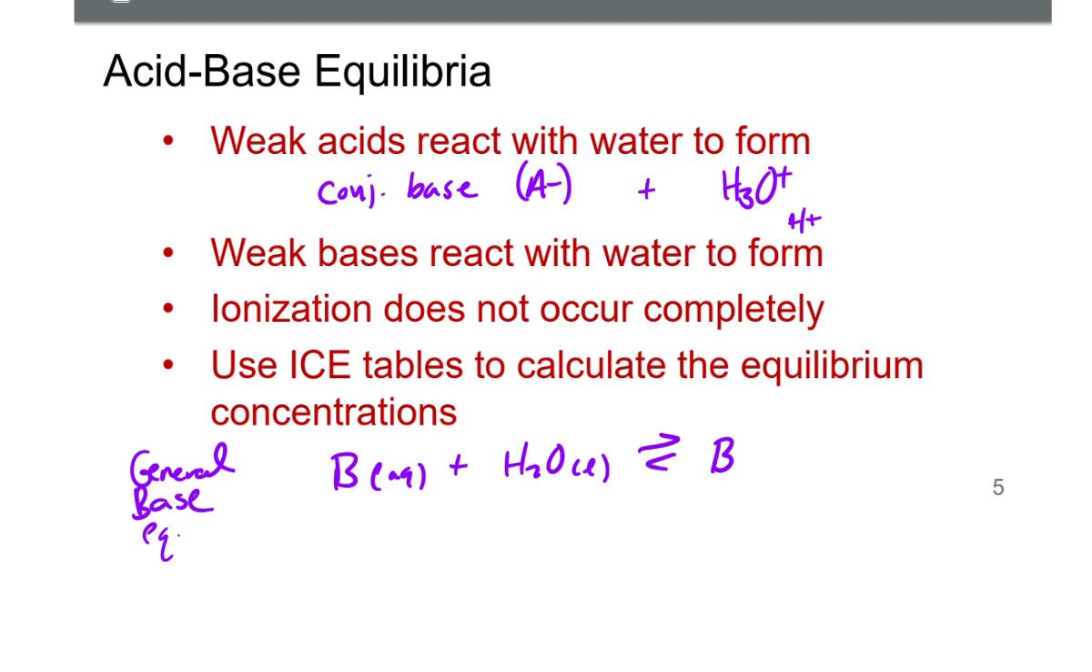We recall that a base accepts a proton by the Bronsted-Lowry definition. And so we form the conjugate acid BH plus and OH minus. So if we look at where this is all coming from, we have our base. Water is going to donate a proton to the base, and that's going to bring along that positive charge, so BH plus. And then we're also going to be left with OH minus.